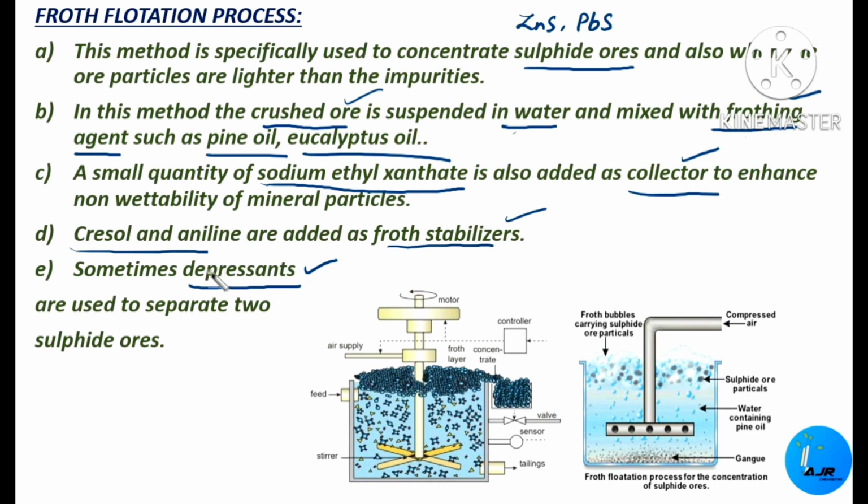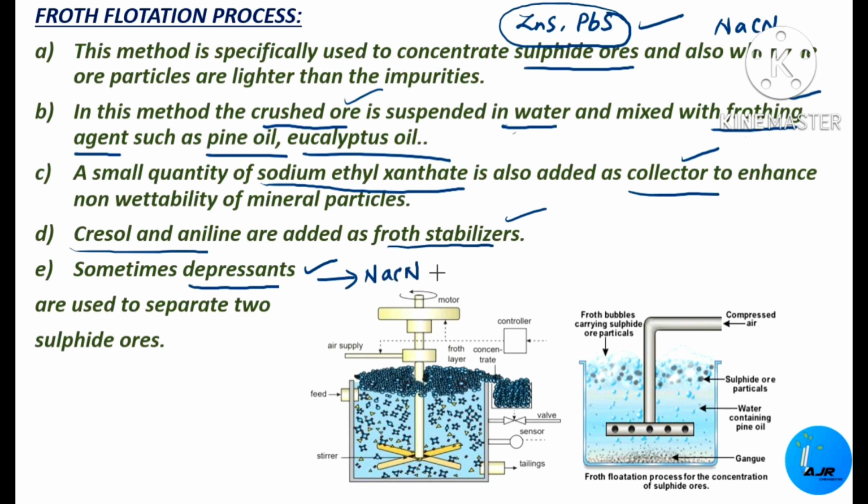Understood here, students? So what is the role of the depressant? Let me explain with an example. For example, in the case of an ore containing zinc sulfide and PbS, if an ore is having two different sulfides, the depressant used is NaCN, sodium cyanide. We'll be using sodium cyanide. So the depressant used is sodium cyanide, right?